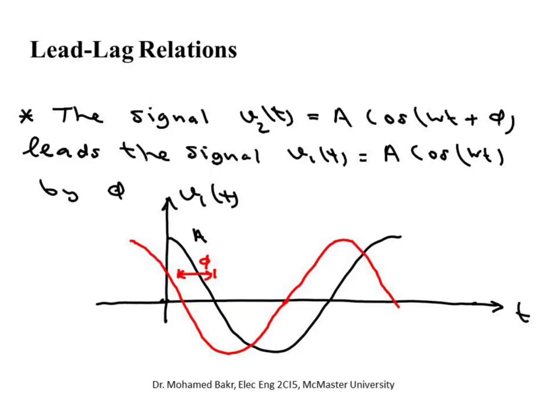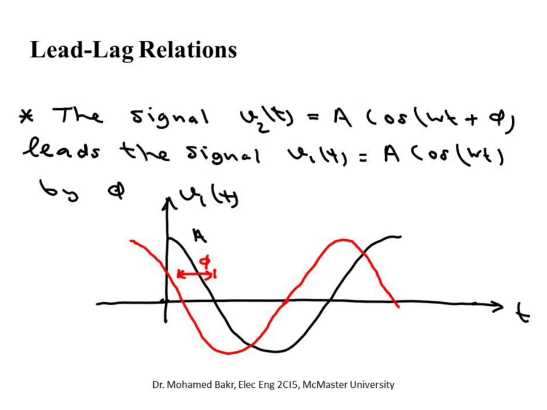We talked before in previous lectures about the concept of lead and lag. I mentioned it in some of the examples, and here it is about time to discuss it again. This is a cosine waveform, and this is another cosine waveform, but its phase is leading the other one by phi. So the phase of the red signal is A cosine omega t plus phi, while the phase of the black signal is A cosine omega t. So we say that the signal V2 leads the signal V1 by phi. The reason is, if you can see here, the zero of the black cosine appears at time 0, while the zero of the other one will appear at a time of minus phi. So it's going to appear at an earlier time. This is why we say that the red signal leads the black signal.